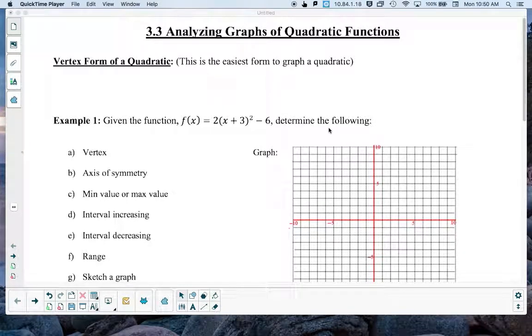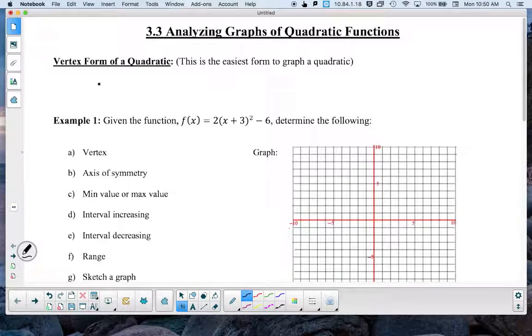All right, you guys, we're going to jump into 3.3, analyzing graphs of quadratic functions. So first thing, we're going to make sure we understand what the vertex form of a quadratic is. The equation for vertex form: y equals a times (x minus h) squared plus k. h and k are going to be the x and y values of your vertex.